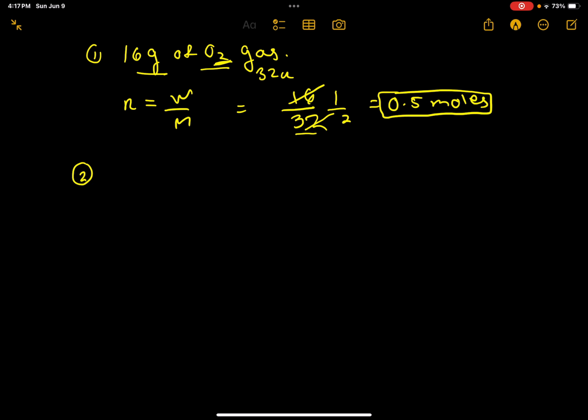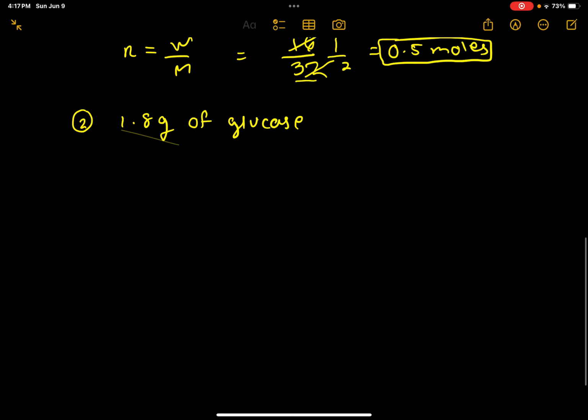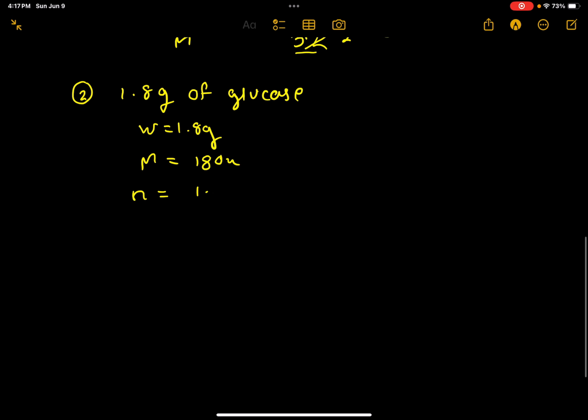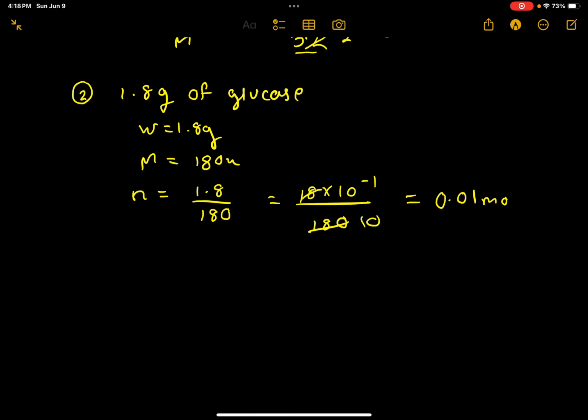Now we have 1.8 gram of glucose. 1.8 gram is the given mass, and the molecular mass of glucose is equal to 180 u. So that means n is equal to 1.8 upon 180. Or we can take 18 times 10 to the power minus 1 upon 180. The 10 cancels. We have 10 to the power minus 2, that means 0.01 moles.